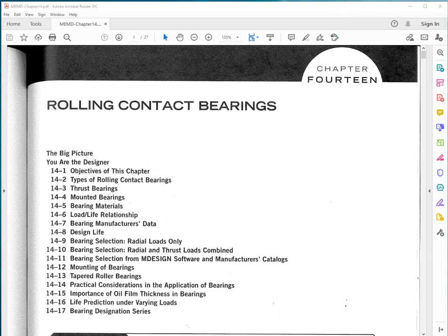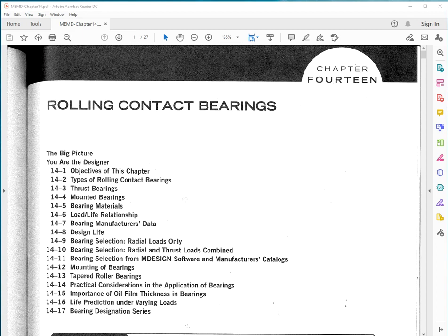Alright, so this recording is about the chapter on rolling contact bearings, chapter 14. Bearings are used to support shafts in rotation. There are applications where bearings are used with other than what appear to be precisely shafts.